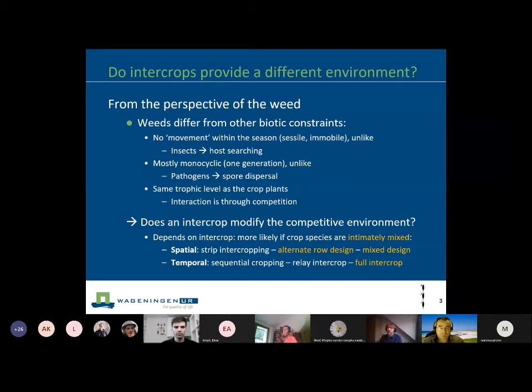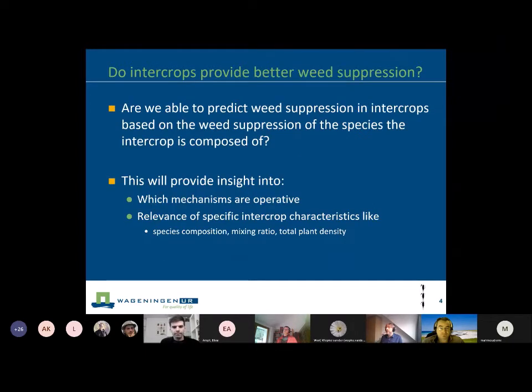And the same, in fact, holds for the temporal component of an intercrop. Are we dealing with a relay intercrop where the two crops are present in the field only for a relatively short period of time, or are we dealing with a full intercrop where both species are present throughout the intercropping growing season? I think those are very important aspects.